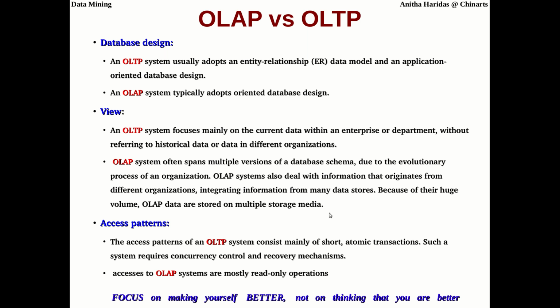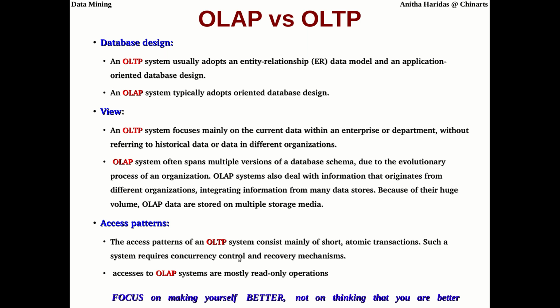Because of their huge volume, OLAP data are stored on multiple storage media, right? Because it is going to deal with historical data. Based on the access pattern, the OLTP system consists mainly of short and atomic transactions, because only one transaction at a time. And such a system requires concurrency control and recovery mechanisms, because more than one organization or more than one branch may be accessing the same data.